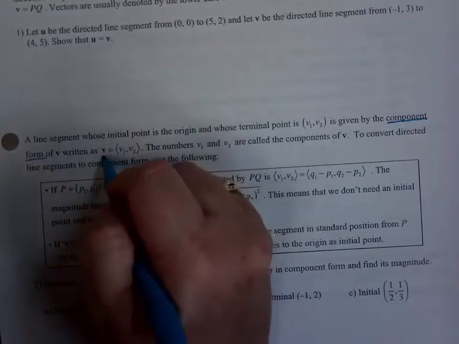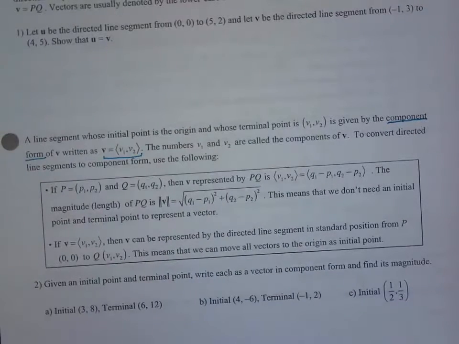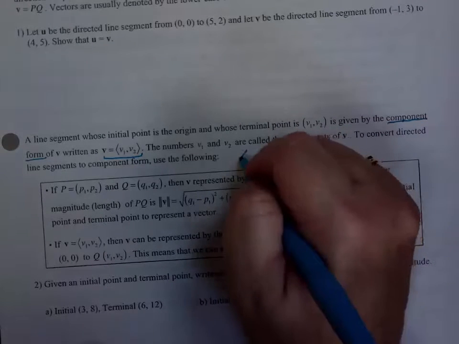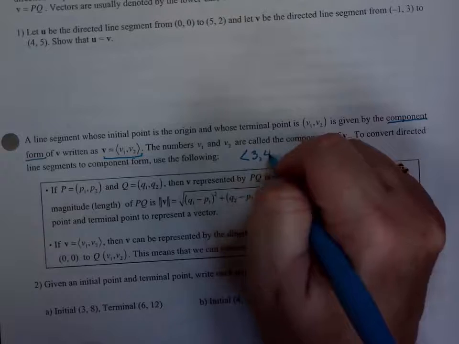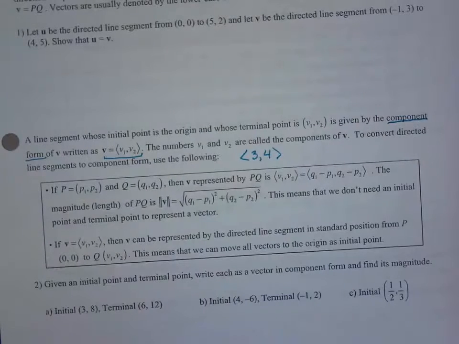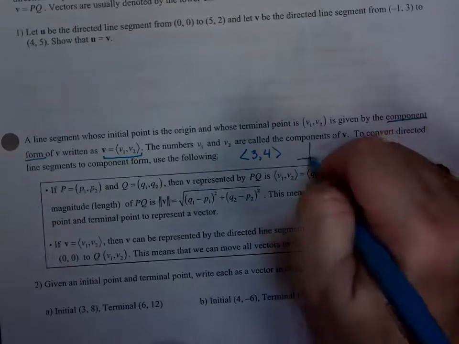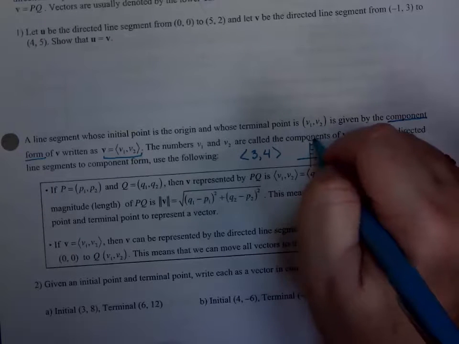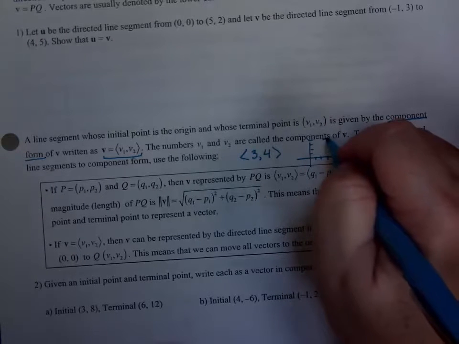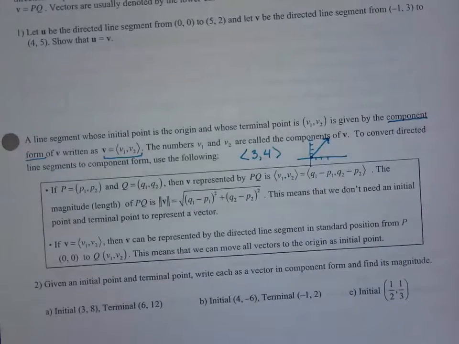Component form is when you have a vector in bird beaks, basically. The less than, greater than. Okay, so if I gave you the component form 3, 4, you know what that means? That means that that's where the tail is. The head is at 0, 0. Component form means it starts at 0, 0 and goes to that point. So this is the same as 1, 2, 3, 1, 2, 3, 4. Put your tail up there, and the head is at 0, 0. That's what component form means. It tells you where it ends.